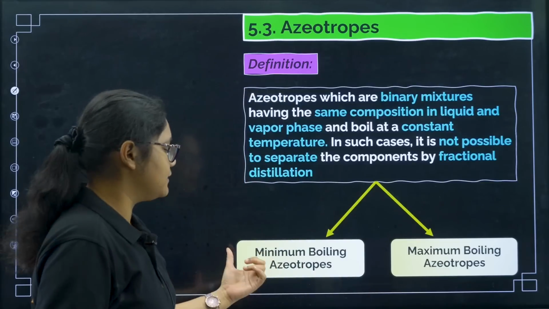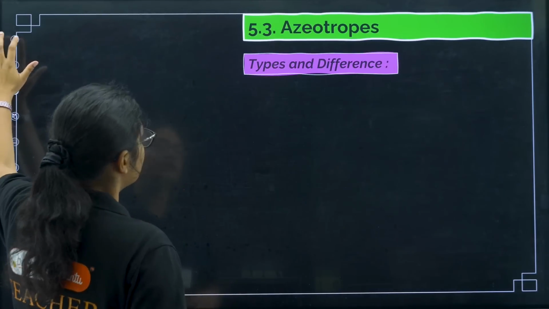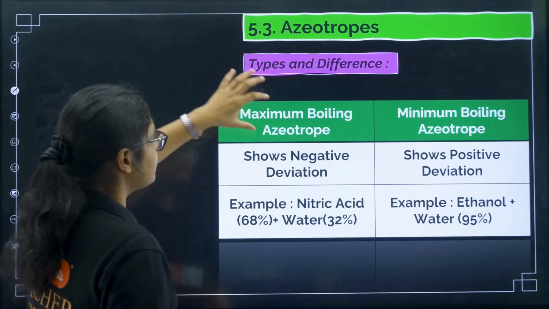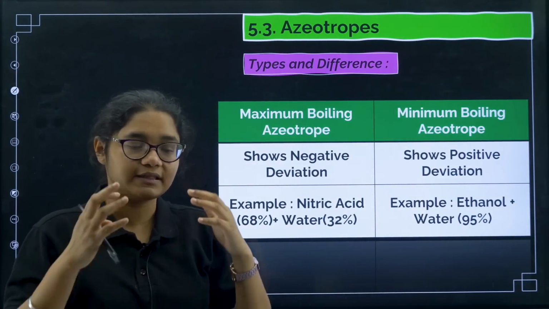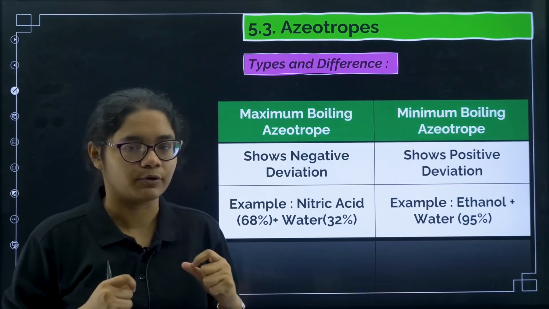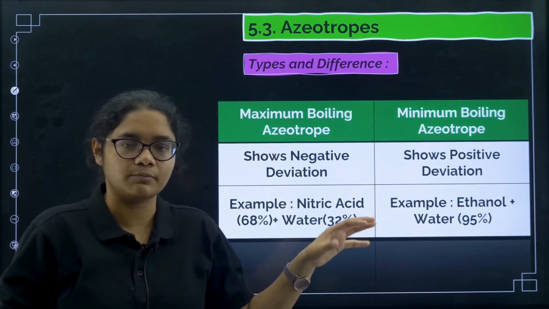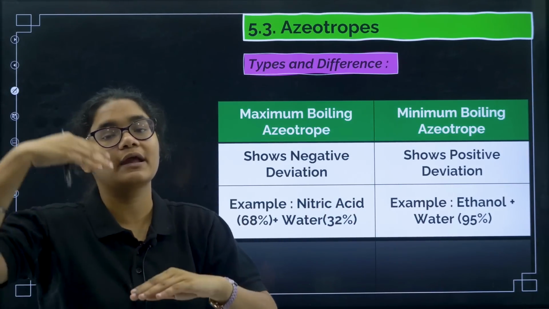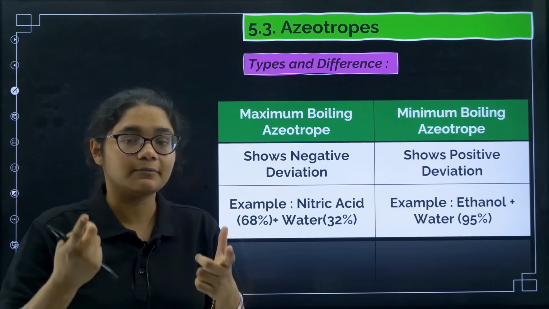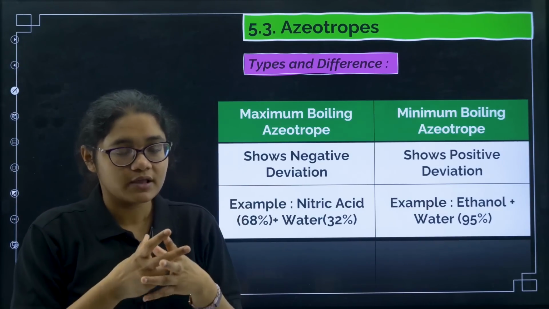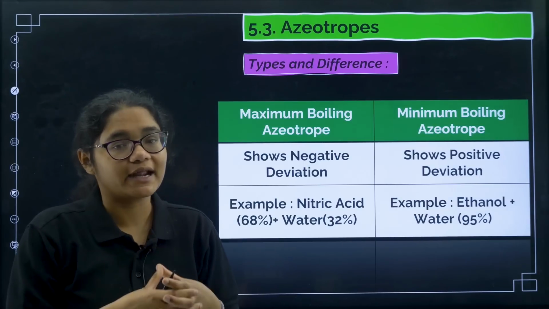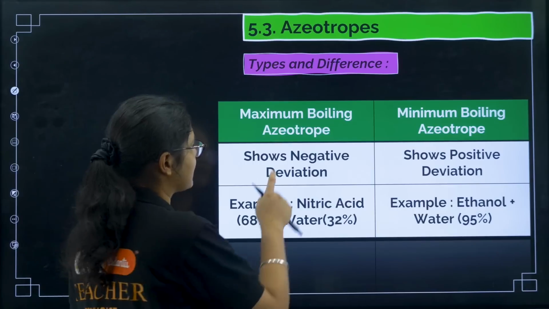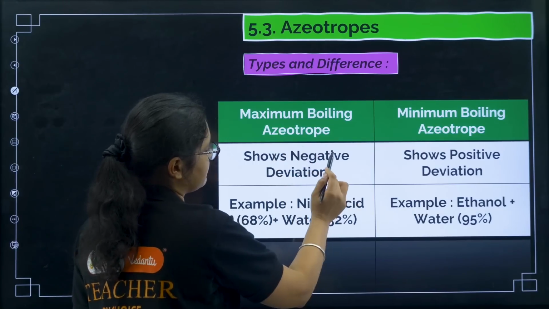Now when do we find maximum boiling azeotrope? It means they are boiling at a very high temperature. Earlier they had different boiling points, but when you mix them, they boil at a very high temperature. That means their interaction is very strong. If interaction is strong, then which type of deviation is it? It shows negative deviation, right? So for maximum boiling azeotrope, it shows negative deviation.